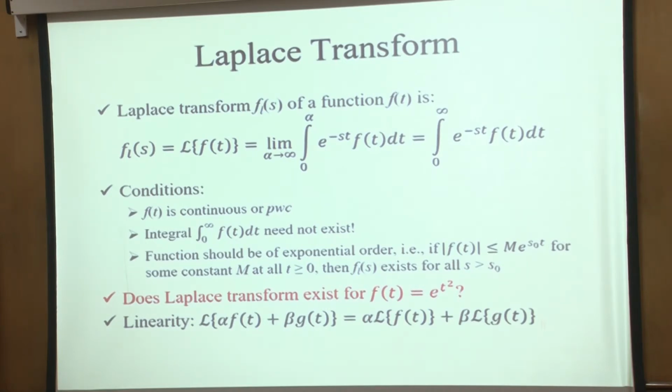Net result: it depends on whether f(t) goes to infinity faster or this one. If f(t) can beat it and goes to infinity, then this integral will not be finite. Okay? Laplace transform would not exist. And e to the power t square goes much faster to infinity than e to the power t multiplied by any constant whatsoever, for all t, remember? For all t.